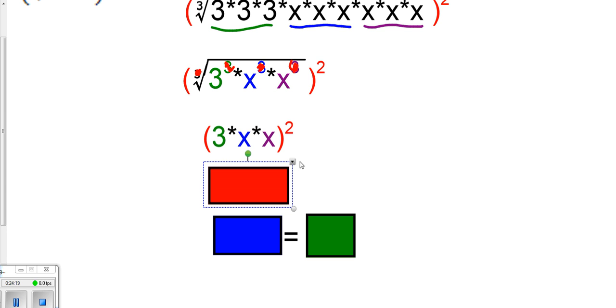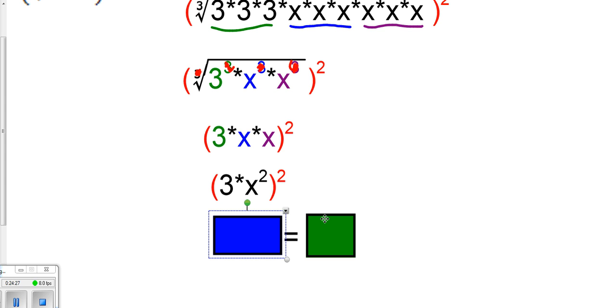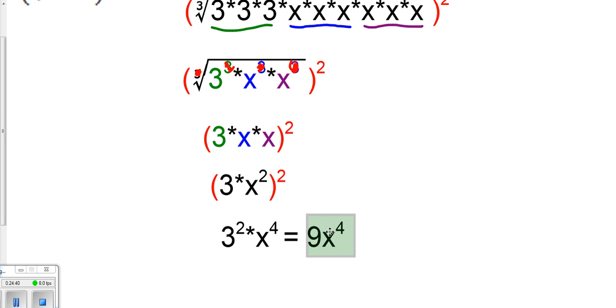All of that is being squared. Well, 3 times x times x is just 3 times x squared. And all of that is being squared. So we apply it to each piece. Power of 2 with this 3. Power of 2 with this x squared. 2 times 2 is 4. So 3 squared times x to the 4th becomes 9x to the 4th.